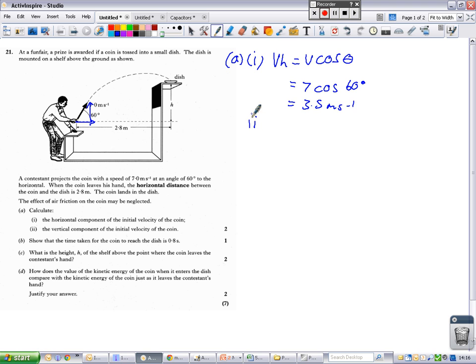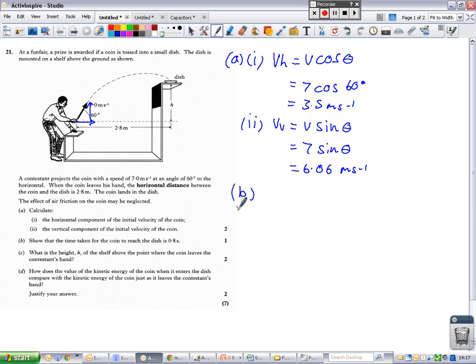If you've already done cos, that leaves sine for the vertical component of velocity. V sine theta, 7 sine 60, is 6.06 meters per second. So that's your answers to part 1 and part 2.